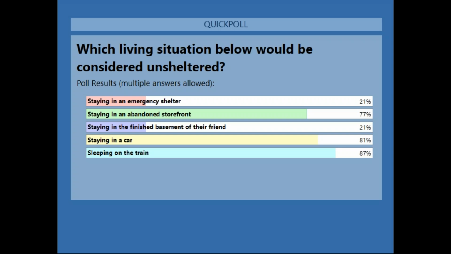So let's look at the definition of literal homelessness. And I'm going to close this poll out.